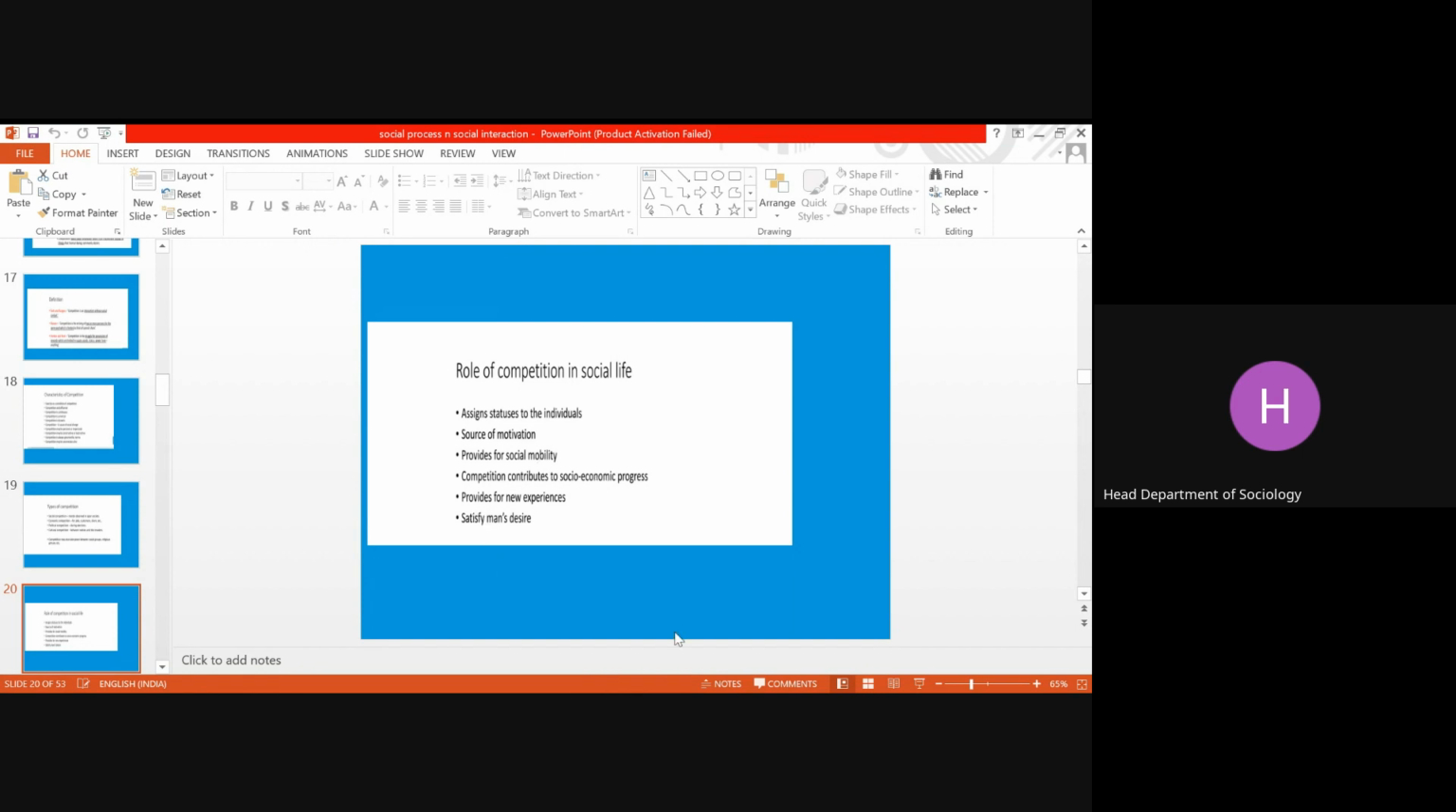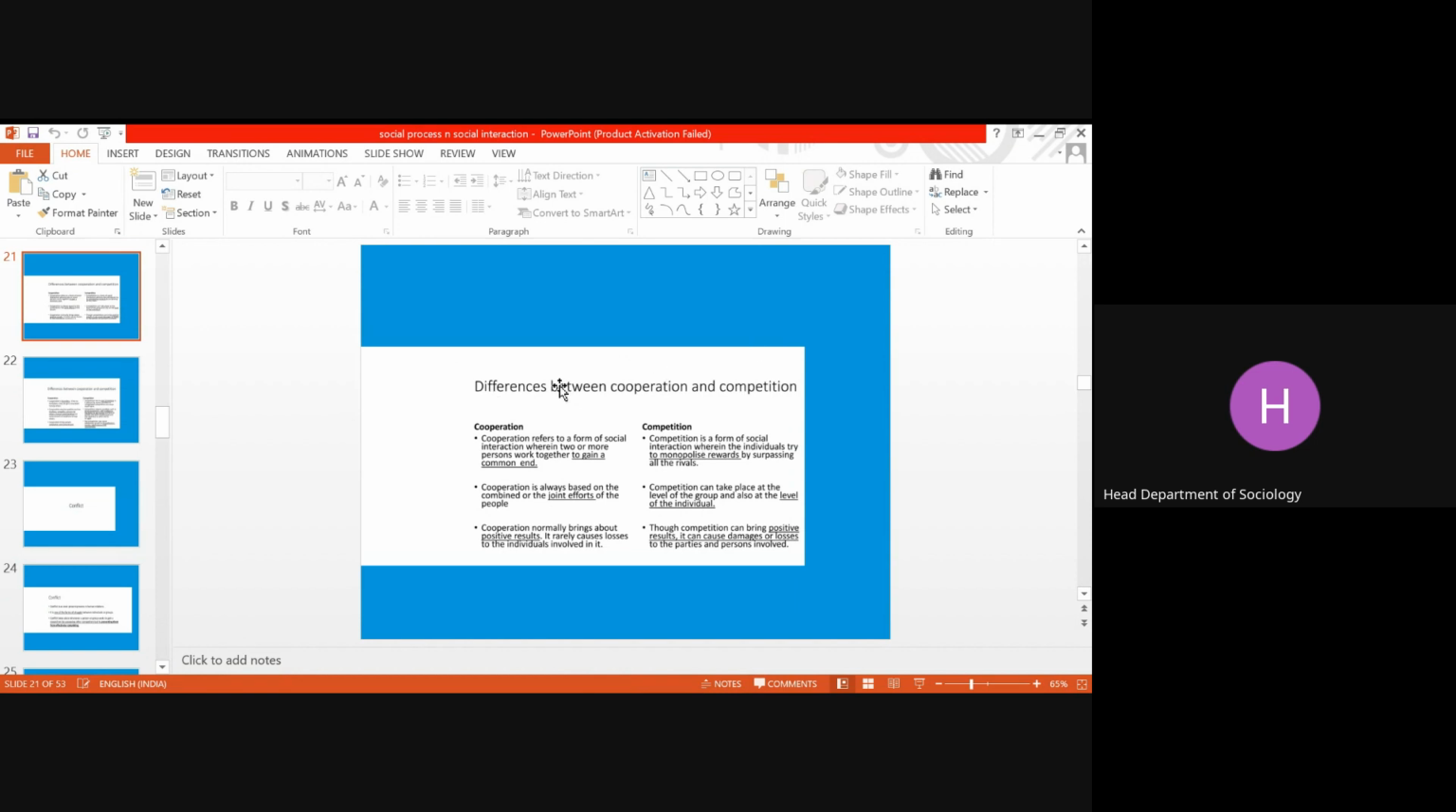It provides new experiences. Obviously, when the transfers take place, when they go to a new place, that can be a new company or a new state or anything, from that place or that position we are going to have a new form of experience. Satisfies man's desire, right? See, when a person aspires to become someone, when he achieves that goal, his aspiration has been fulfilled. That is nothing but the man's desire to achieve that goal being fulfilled. So these are the roles of competition in social life.